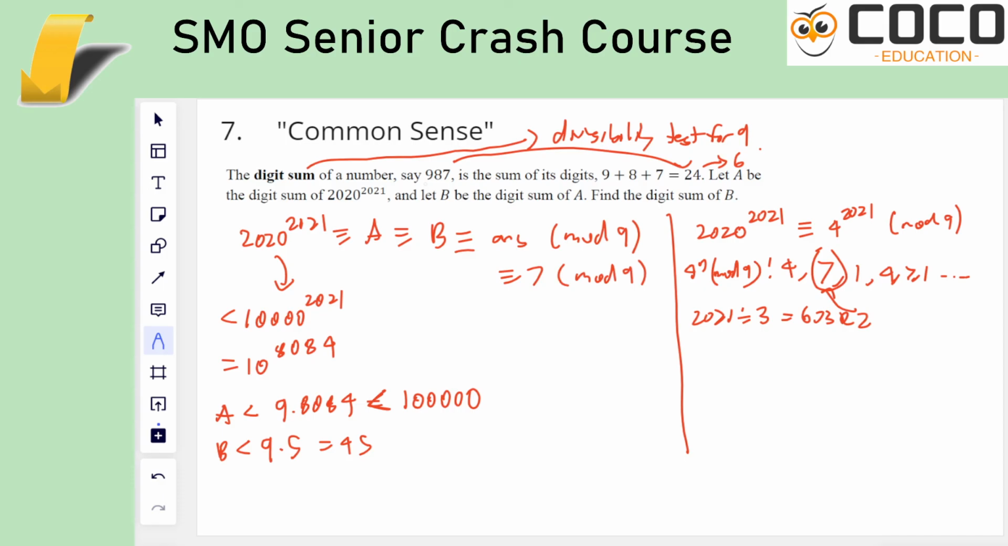Hopefully you realize that the digit sum of B is very limited. Right? Your answer, when you take the digit sum of 45, is at most 12. And so a number that's at most 12 and 7 mod 9 is indeed going to be 7.